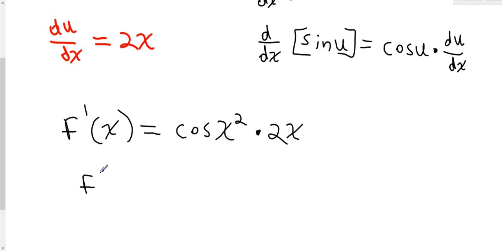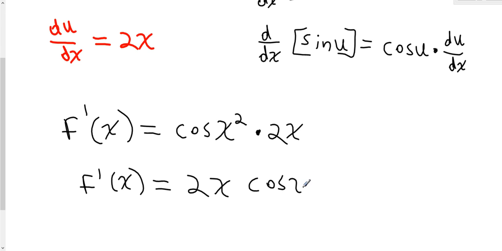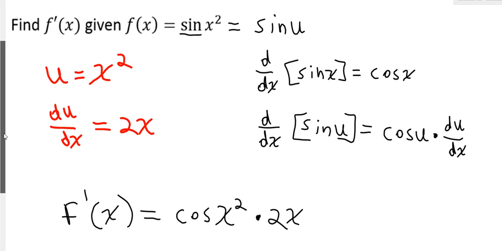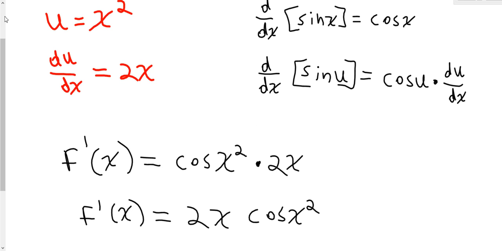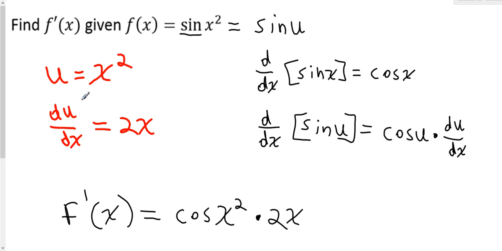Let me just rearrange things a little bit here. I'll put the factors 2 and x in the front, and the factor cosine x squared last. So this would be the derivative of the sine of x squared. This would be the derivative, all right? So that's the chain rule with the sine function.